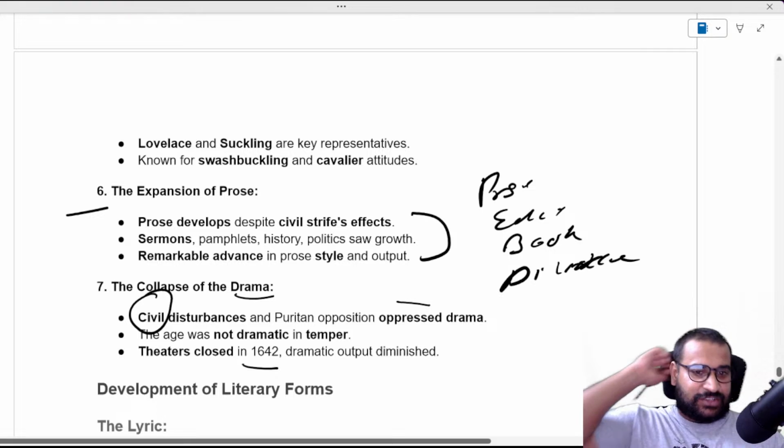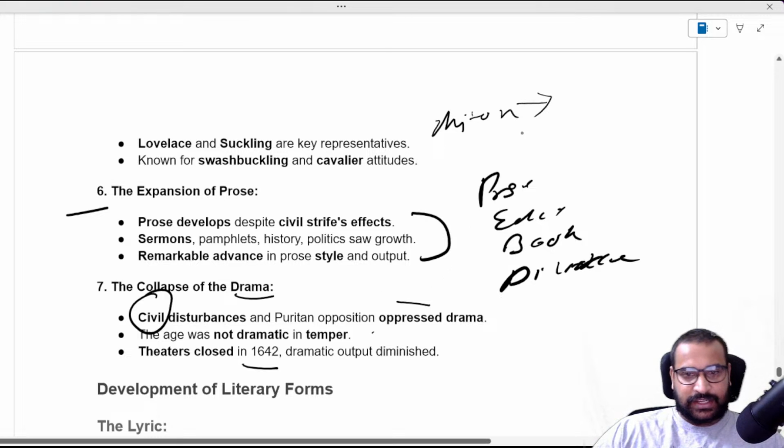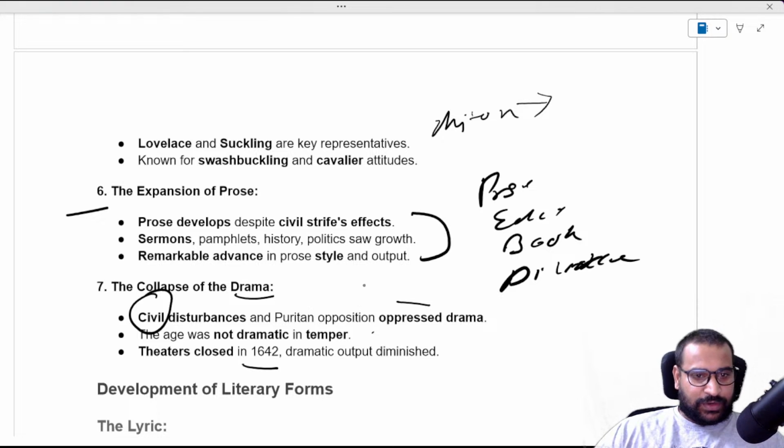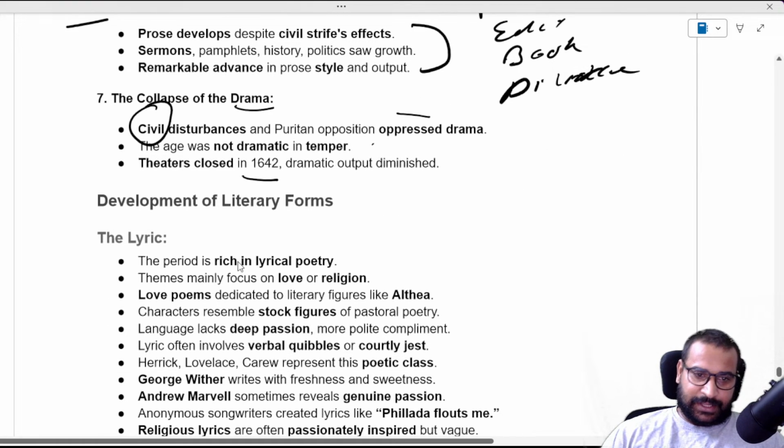So it was actually the peak time of our Milton. At that time, the theater closed, so he didn't write any kind of drama that you would see in his bibliography. What you can remember is that he has written some drama, but it could be read, not performed. So these were the closet drama. That all happened at that time.